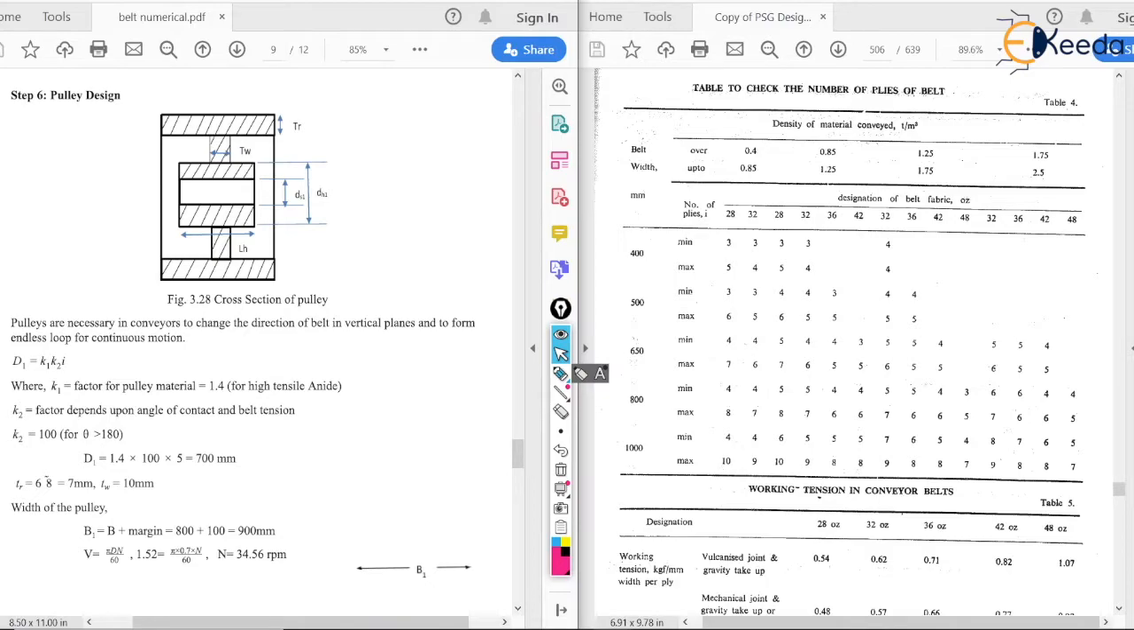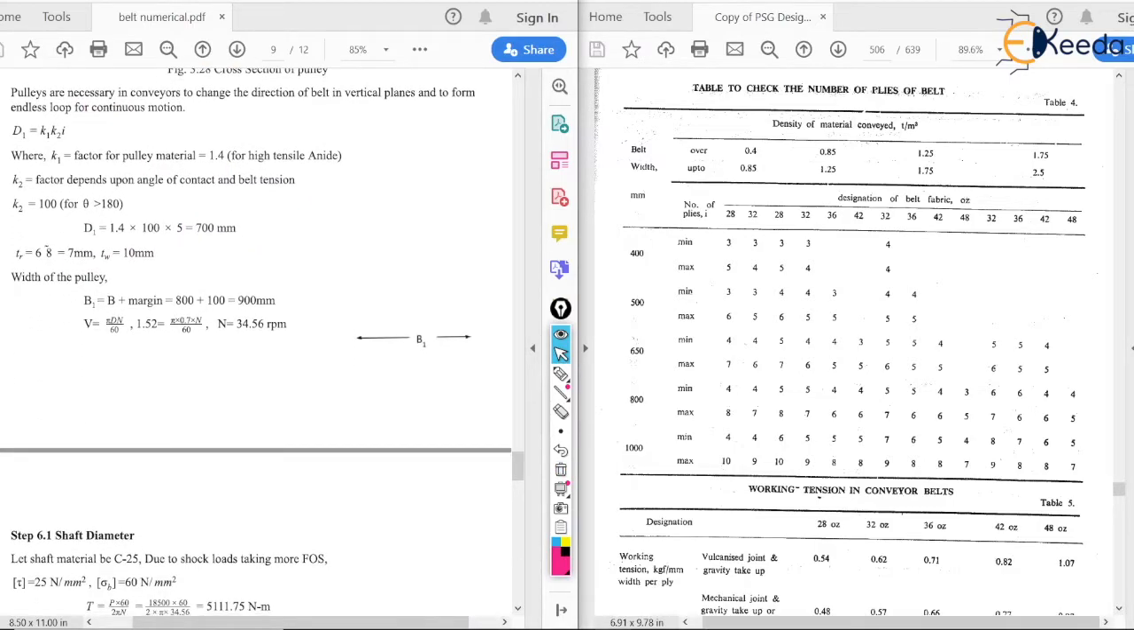Now here we have one empirical relation for the diameter of a pulley, which is given as d1 equal to k1 k2 into I, where k1 is the factor of pulley material, which is taken as 1.4 for high tensile strength, and k2 is a factor that depends on the angle, which is equal to 100 if the angle is greater than 180. So from here we can calculate d1, that is 1.4 into 100 into I; we have taken 5, so it is 700 millimeter. So the pulley diameter can be 700 millimeter.